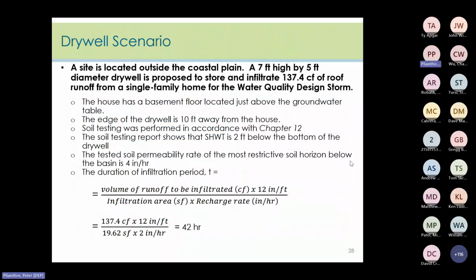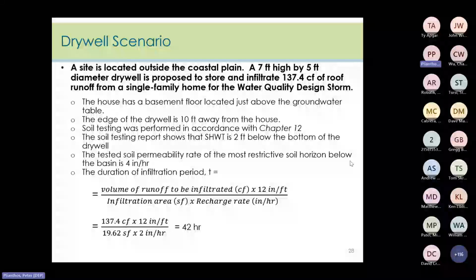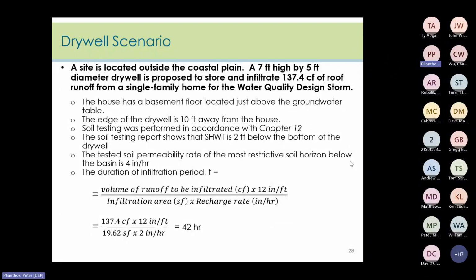We're going to look at a drywall for the example of an adverse impact. Even a small BMP can cause one. A site is located outside the coastal plain. A 7-foot high by 5-foot diameter drywall is proposed to store and infiltrate 137.4 cubic feet of roof runoff from a single-family home for the water quality design storm.